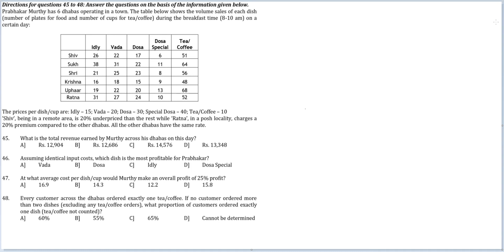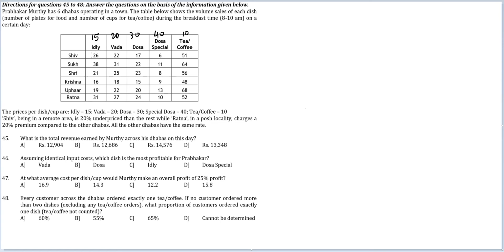on a certain day. The prices per dish cup are idli 15, vada 20, dosa 30, special dosa 40, and tea or coffee 10. So let me record the prices also. 15, 20, 30, 40, and 10. Shiv, being in a remote area, is 20% underpriced than the rest, while Ratna, in a posh colony, charges a 20% premium compared to the other dhabas. All the other dhabas have the same rate.